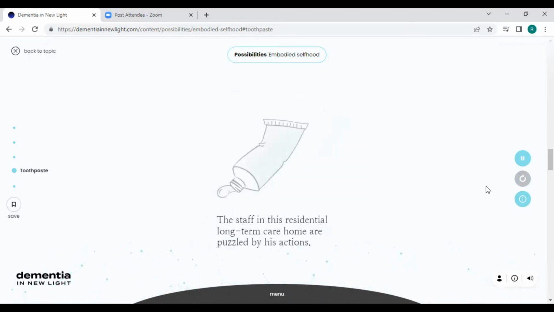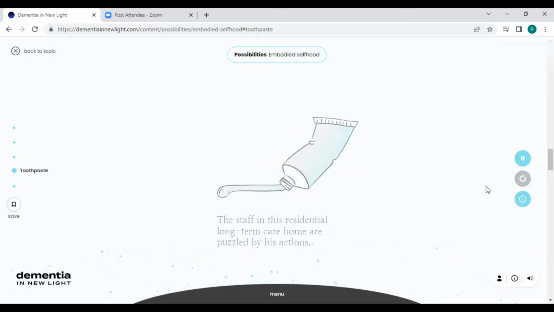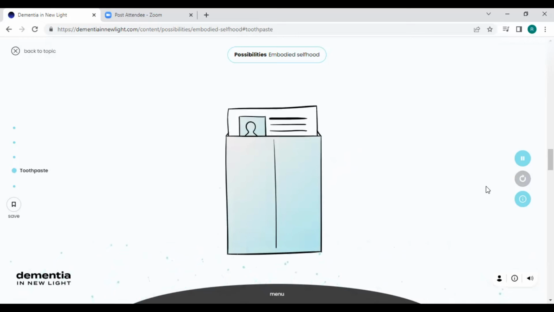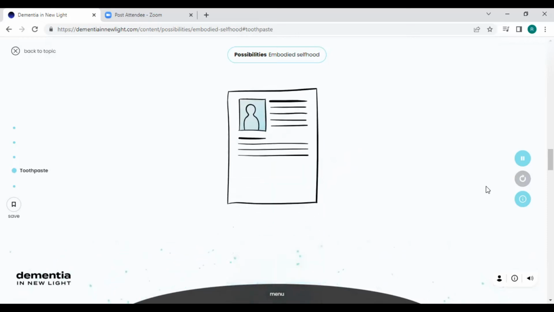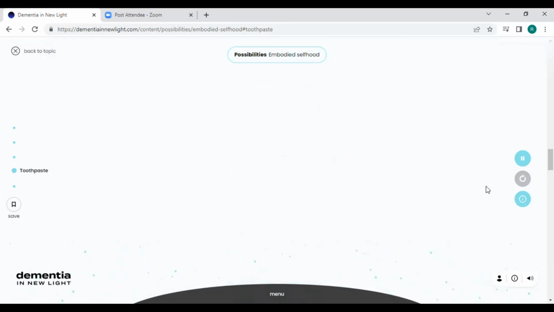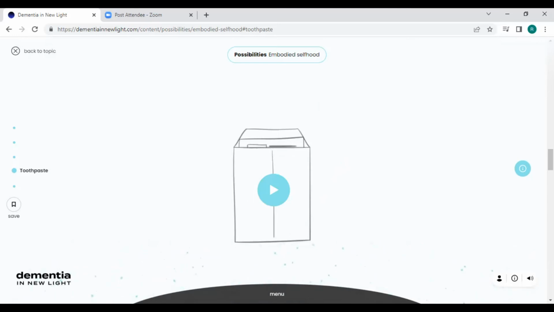The staff in this residential long-term care home are puzzled by his actions. They review the resident's care plan and note he used to work as a general contractor. We ask the following reflective questions to engage learners in thinking about how actions can be misinterpreted as symptomatic of dementia. But when one's previous vocation is considered, the meaning of those actions becomes clear.